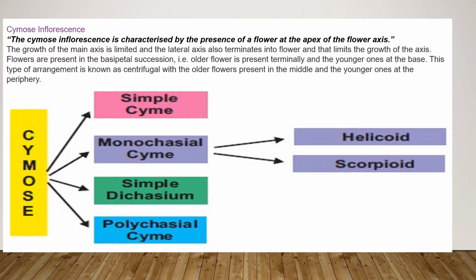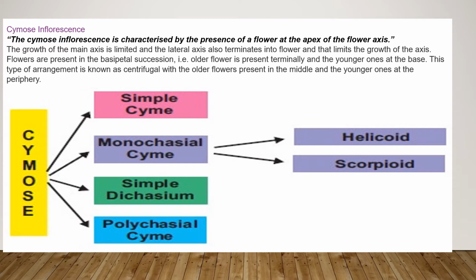Coming to the cymose inflorescence, it is characterized by the presence of a flower at the apex of the flower axis. The growth of the main axis is limited, and the lateral axis also terminates into a flower, and that limits the growth of the axis. Flowers are present in basipetal succession, that is, the older flower is present terminally and the younger ones at the base. This type of arrangement is known as centrifugal, with the older flowers in the middle and the younger ones at the periphery.